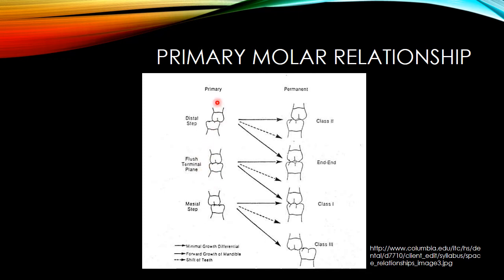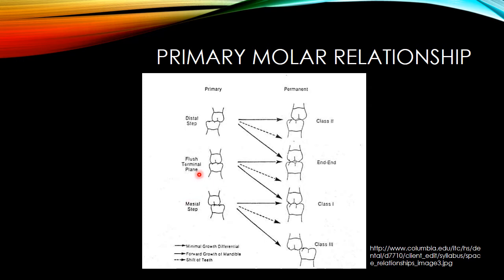Distal step is when the distal surface of maxillary E is ahead of that of the mandibular E. Mesial step is when the distal surface of maxillary E is behind, posterior, or distal to that of the mandibular E. This is a distal step. This is a mesial step. This is a flush terminal relationship.